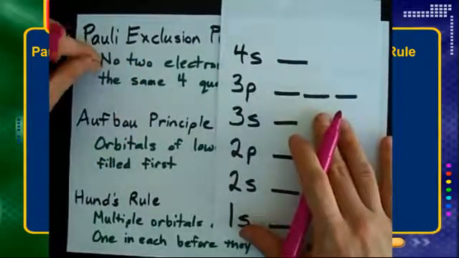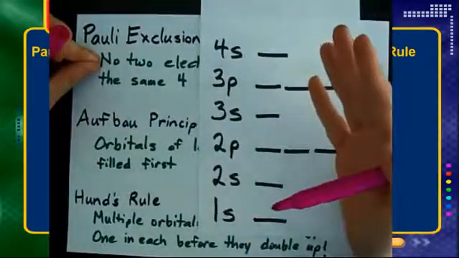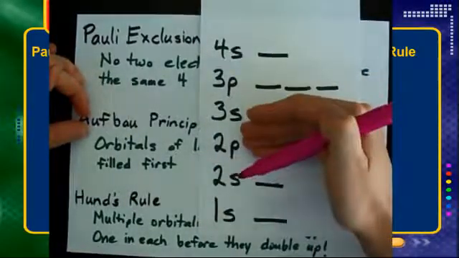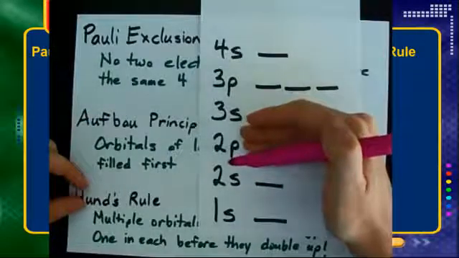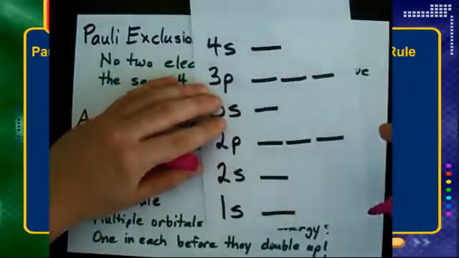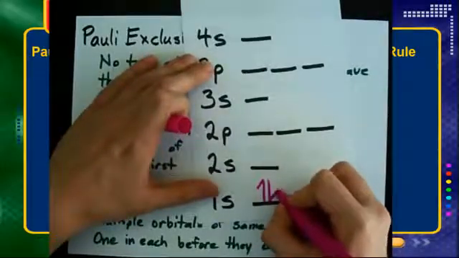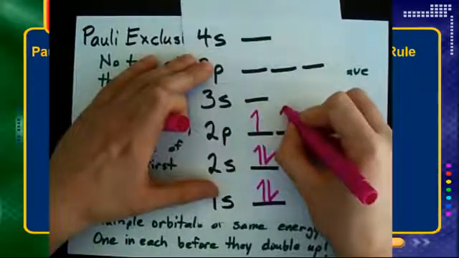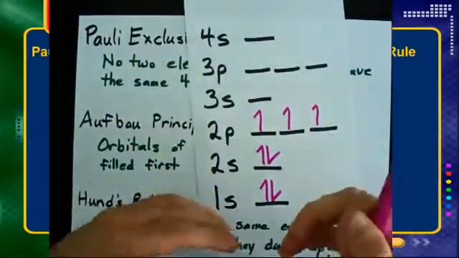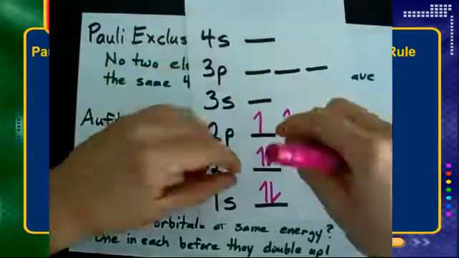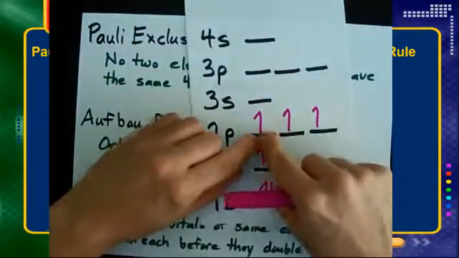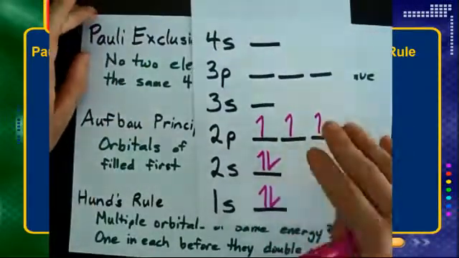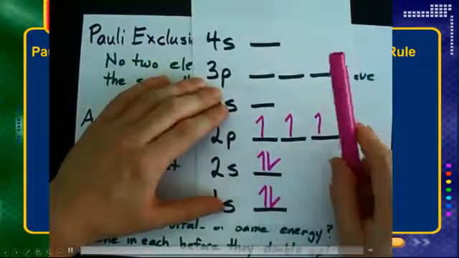Number 1, no 2 electrons can have the same 4 quantum numbers. Number 2, fill it from the bottom up. Number 3, spread them out before you double them up. So, 1, 2, 3, 4, 5, 6, 7. Went from the bottom up. I made sure each of these had 1 in it before I started doubling up. And I made sure 1 was always up and 1 was down.